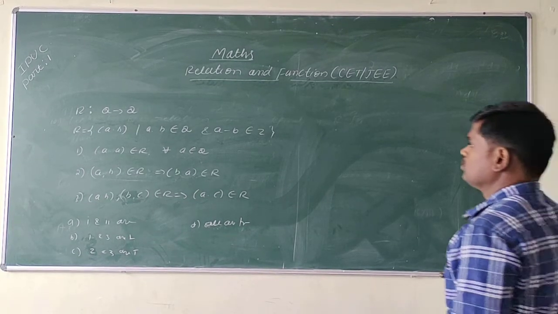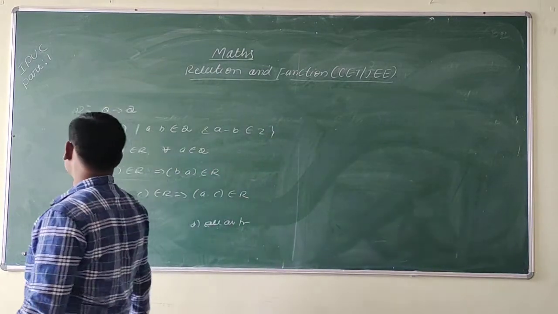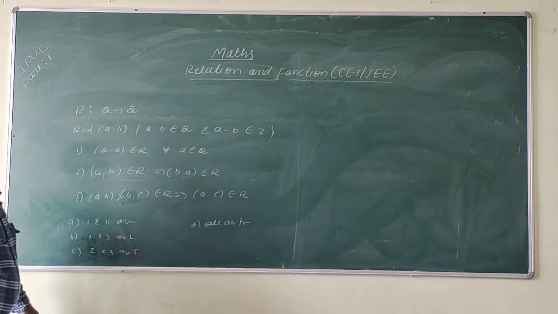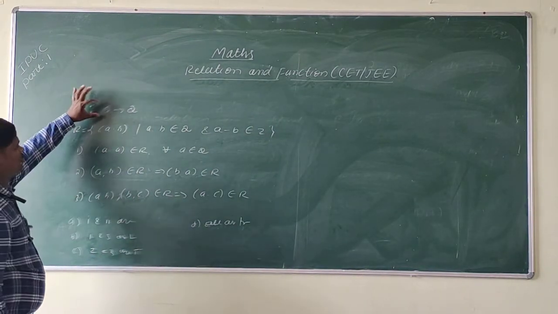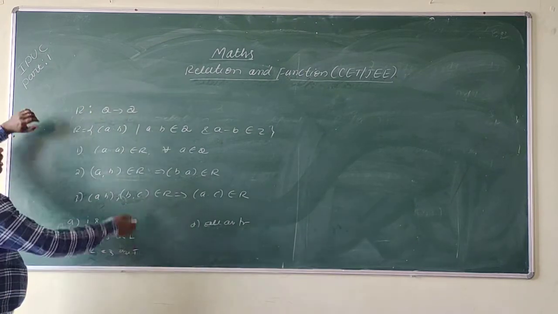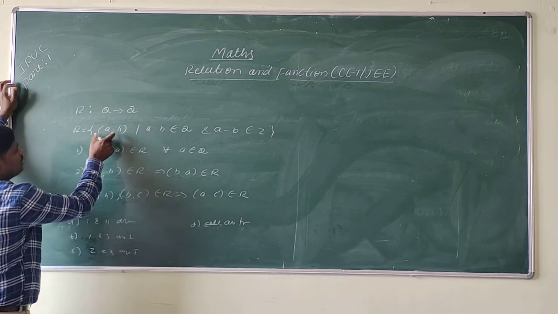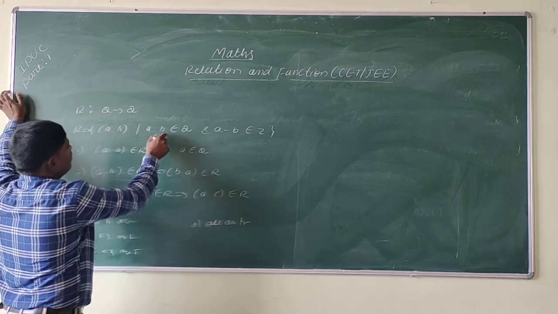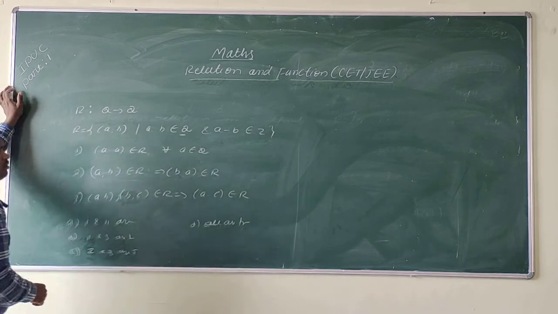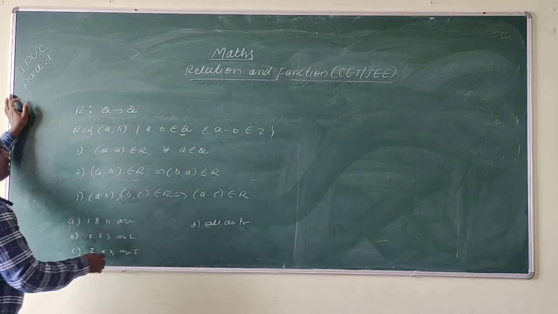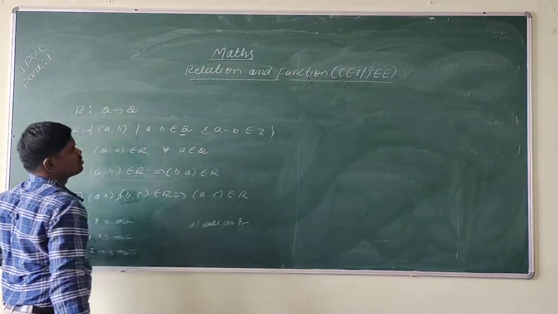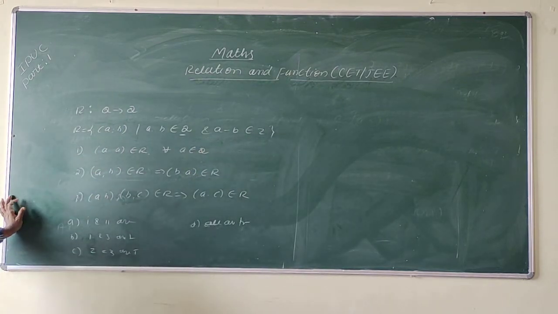Here the relation is defined from Q to Q, the set of all rational numbers to rational numbers. It is defined like this: (a, b) such that a and b belong to the rational numbers, any two rational numbers, and a minus b belongs to the integers.